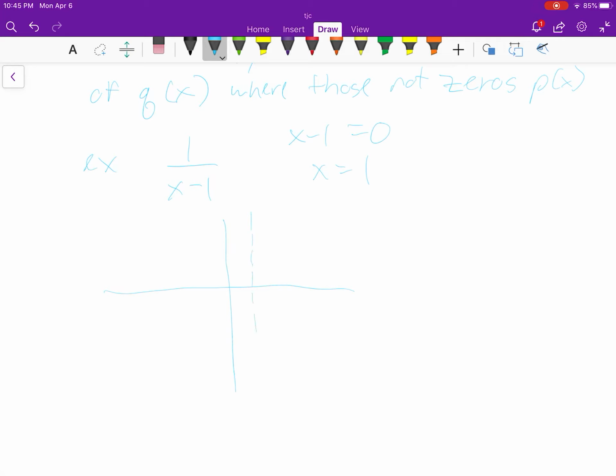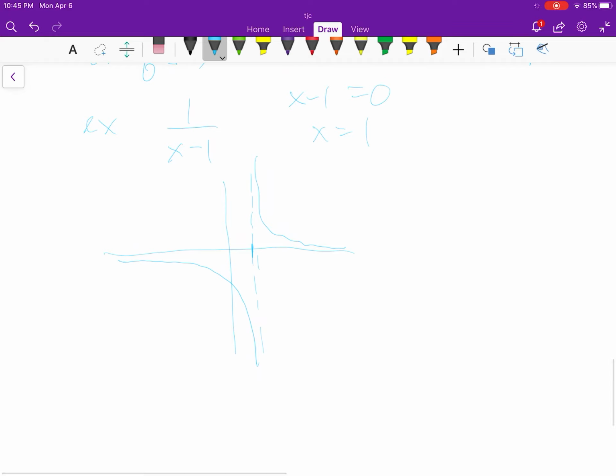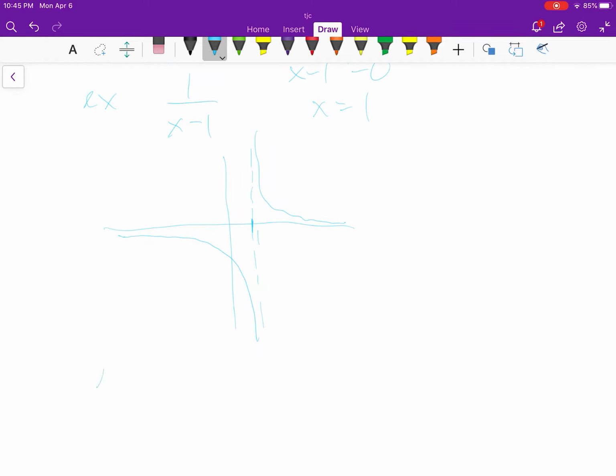So when we graph this guy, which is very close to what we just did, it now has a vertical asymptote at 1. This is 1. And other than that, it looks exactly the same as what we just did. It's just shifted, which should be what we'd expect. It's shifted to 1. Okay, so that'd be kind of a simple example. Let's do another one.